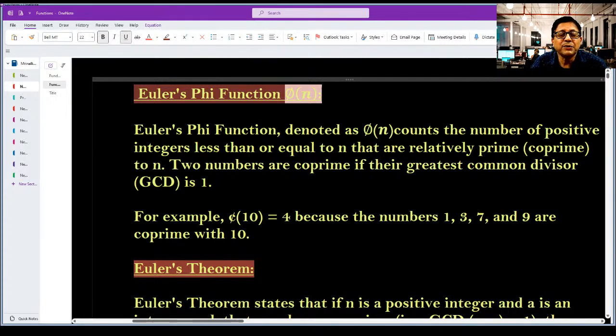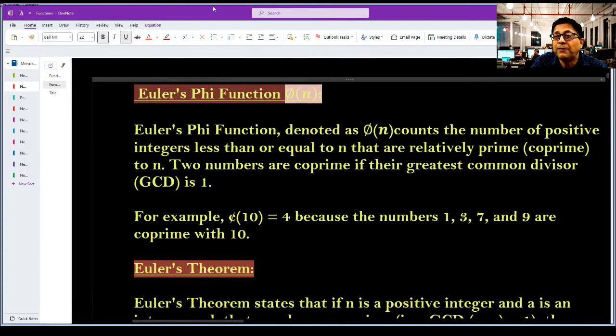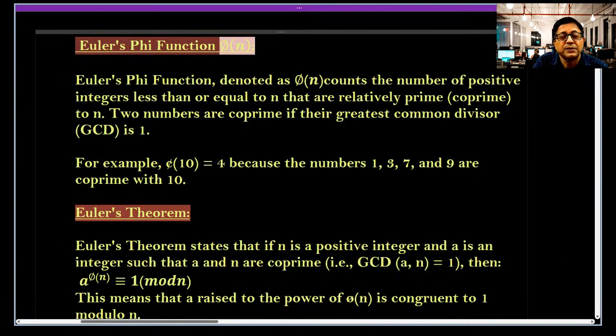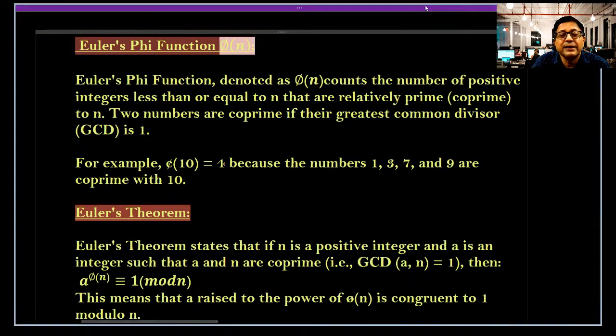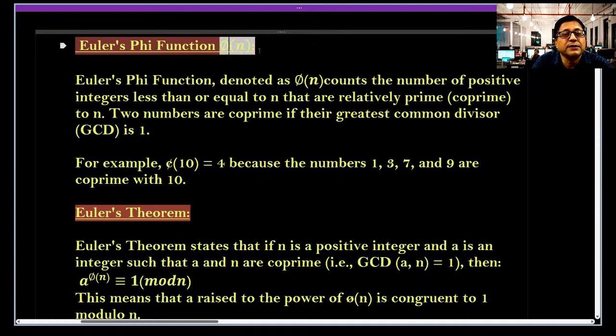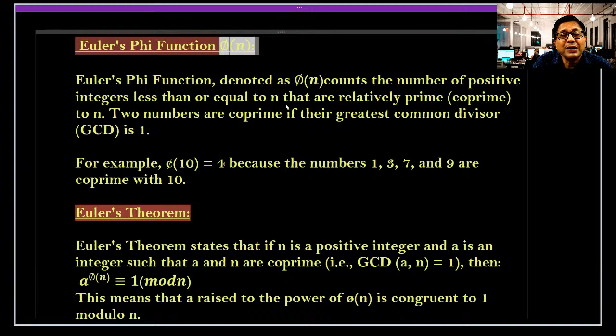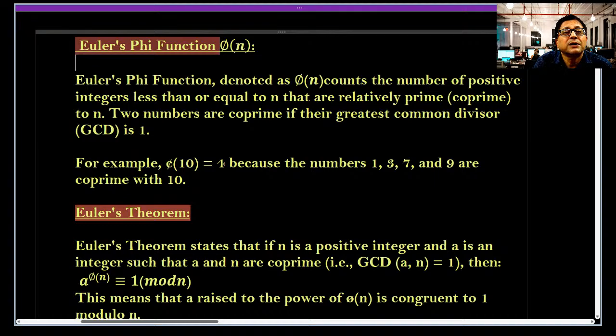So I will be stating what Euler's phi function is first. What is Euler's phi function? It is written as phi n. So this one is a function. Why is this a function? It's like a function, it will give us values. That's why it is called a function. It is a function from the set of natural numbers to the set of natural numbers only.